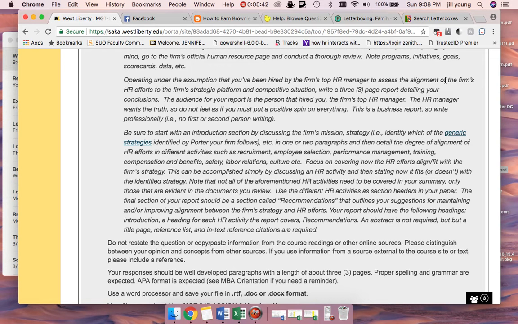So this is more like you're going to summarize what you found. I mean, this is going into the details, but you're going to summarize your findings as they are, and then talk about how the HR efforts fit in with the overall strategy that you're going to find probably on a corporate website, when you're doing your research. And then you're going to discuss HR activities that may or may not fit within the strategy.